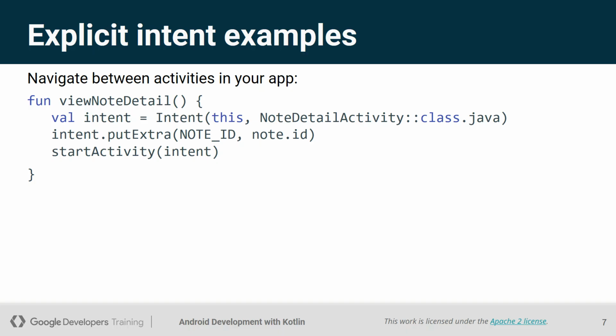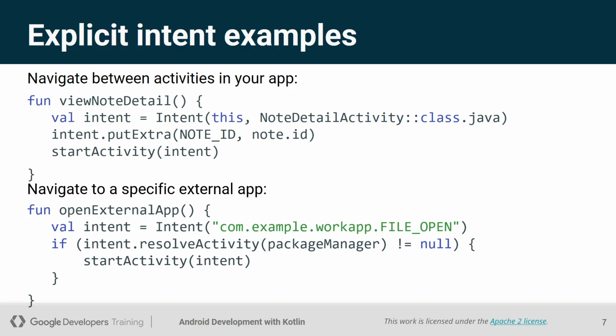So you use the function view note details, and then you have defined a variable called the intent, and then you say intent, open the note detail activity that you have created. Then within that, you want to put extra notes to it through the note ID. Then you can start an activity and give it an intent to be able to start the action.